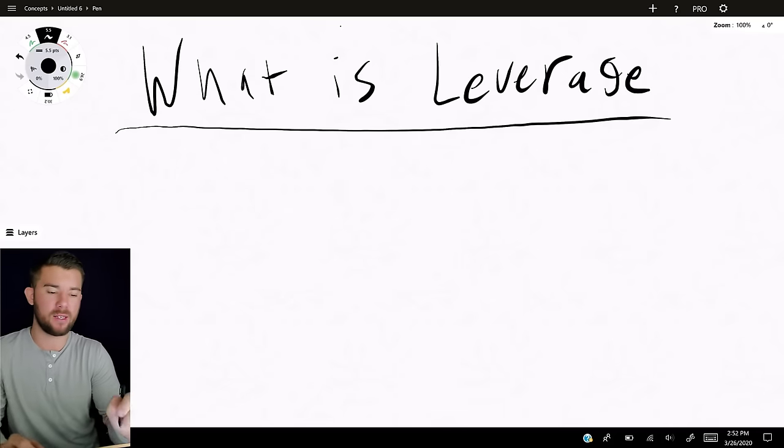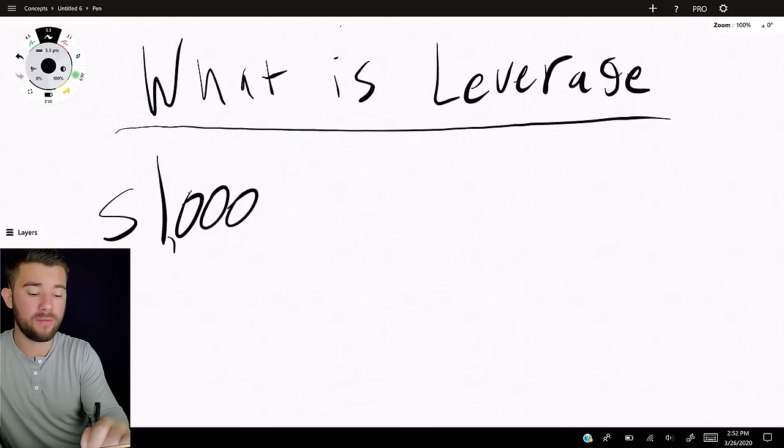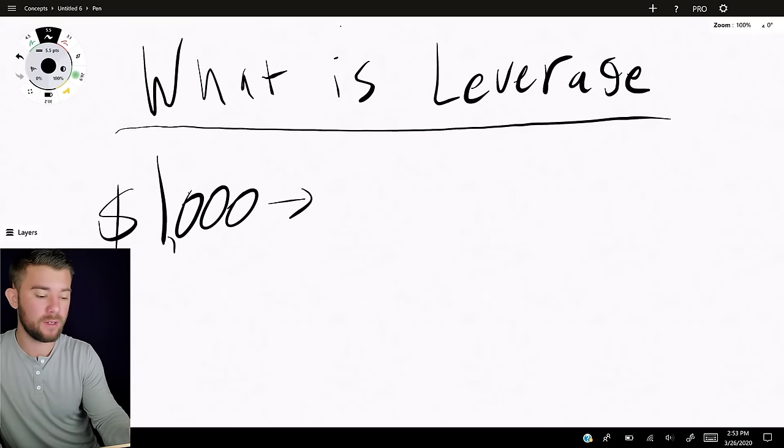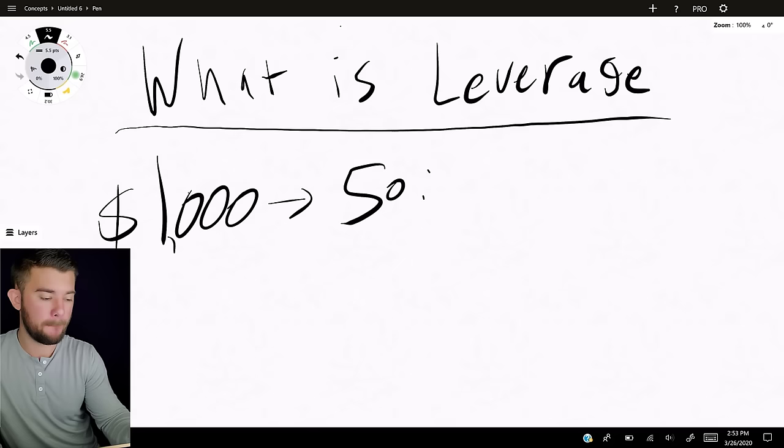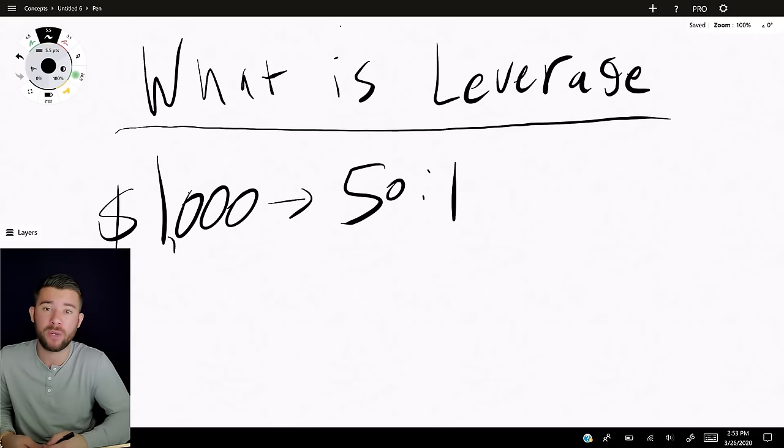Same scenario we've been discussing. $1,000 account, with 50 to 1 leverage. So if you have a $1,000 account and 50 to 1 leverage, what's the correct way of using that leverage? Well, it's first to decide what your risk management plan is going to be. How much are you going to risk per trade?